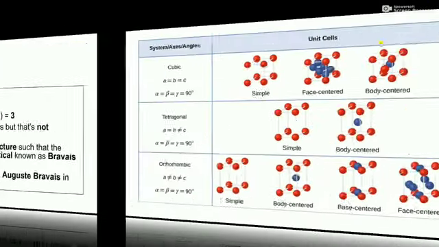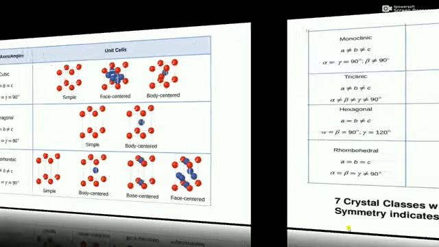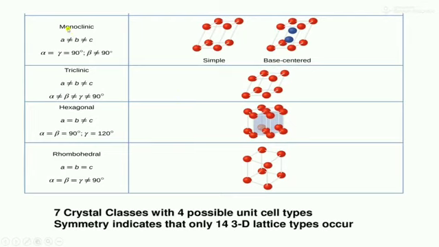Now in this table, we are going to see the possible number of unit cells of each crystal system. First one is cubic, which has 3 possible unit cells: simple, face centered, and body centered. The second one is tetragonal, which has 2 types of unit cell, which are simple and body centered. Third one is orthorhombic, which has 4 possible unit cells: simple, body centered, base centered, and face centered. Fourth one is monoclinic, which has 2 possible unit cells: simple and base centered.